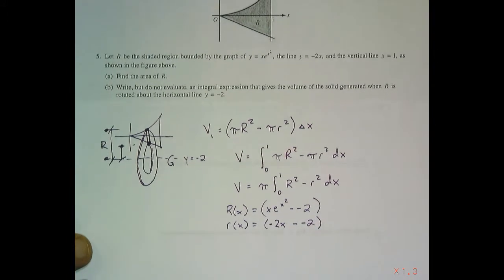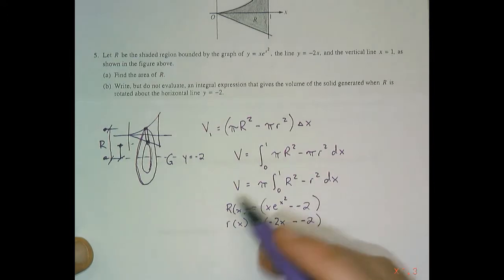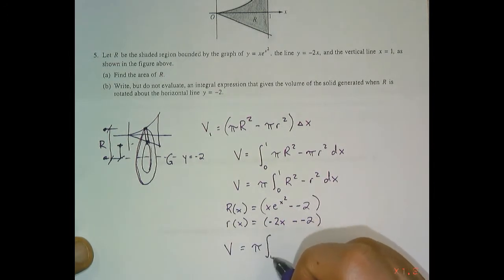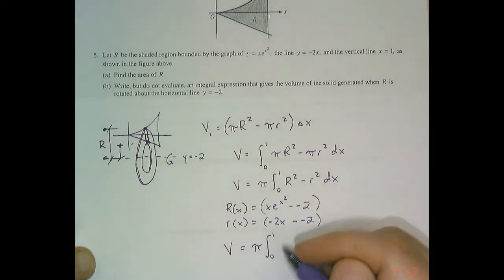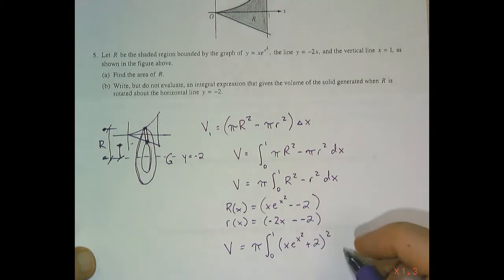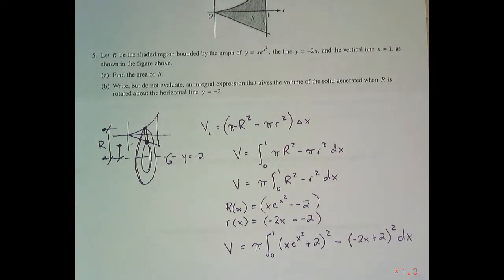So now we have all of the pieces that we need to write the volume expression for this volume of revolution. Volume is pi, integral from 0 to 1, big R quantity squared, subtract little r quantity squared, stacked up along the x-axis, dx.